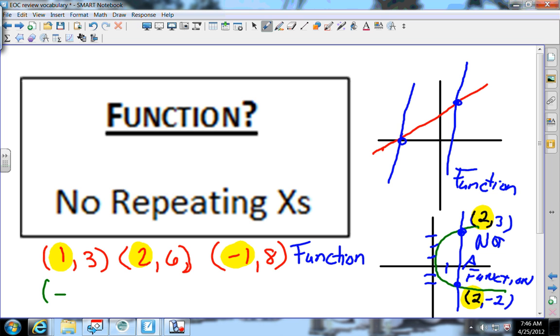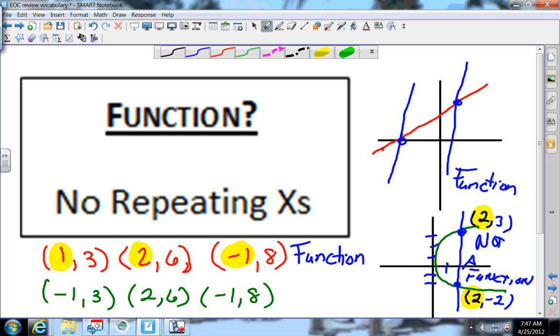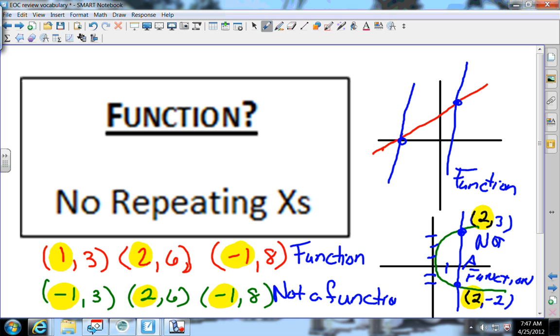If I had something like this, what about these points now, down here in the green? It is not a function because what repeats? The -1 repeats, right? So that's what it means. When you're looking at this, and I promise, I am pretty darn sure it's going to be on your test, you need to make sure you have this down because for a function, the x numbers cannot repeat.